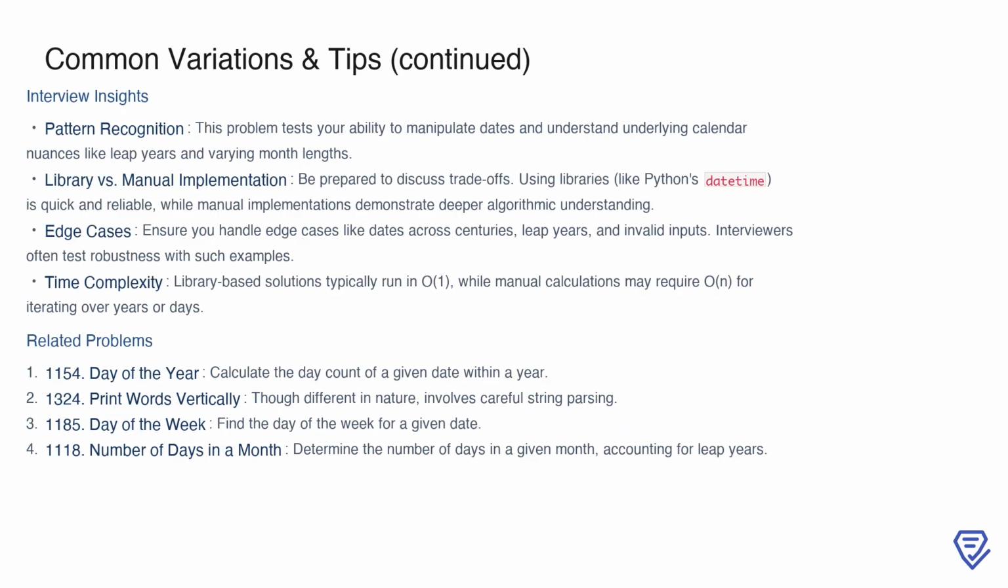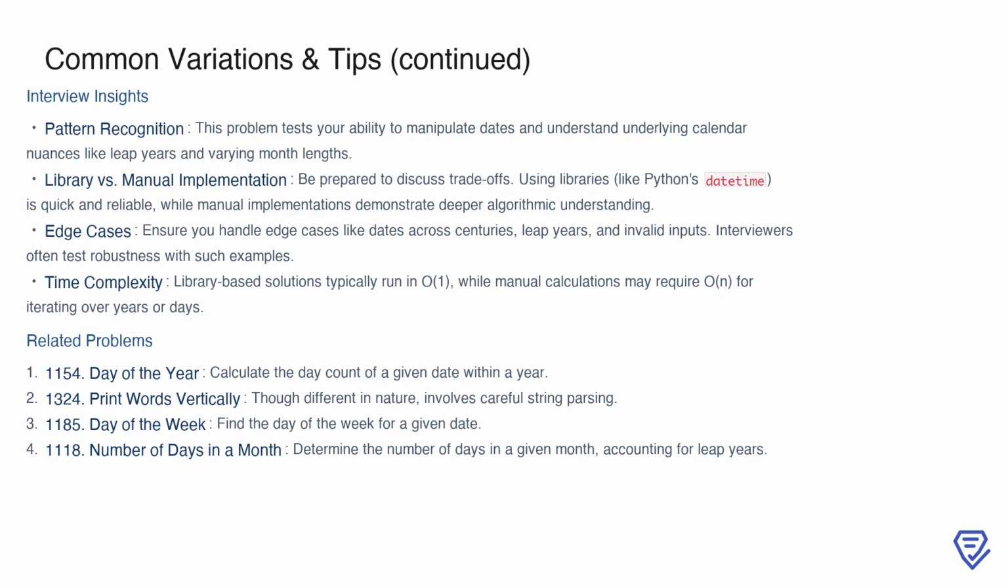This problem is designed to test several important skills in an interview setting. Recognizing patterns in date manipulation and understanding calendar nuances, such as leap years and varying month lengths, is a key aspect. Interviewers also look at how you approach the trade-offs between using libraries and manual implementations. Libraries like Python's datetime are quick and reliable, but solving the problem manually demonstrates a deeper understanding of the algorithmic process. Be prepared to discuss these trade-offs during an interview.